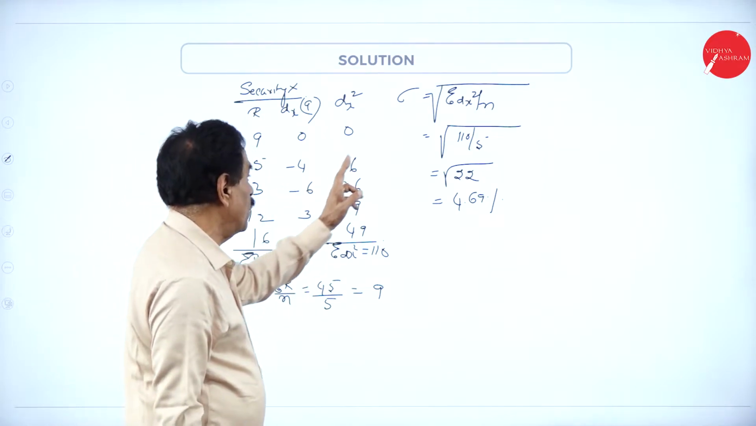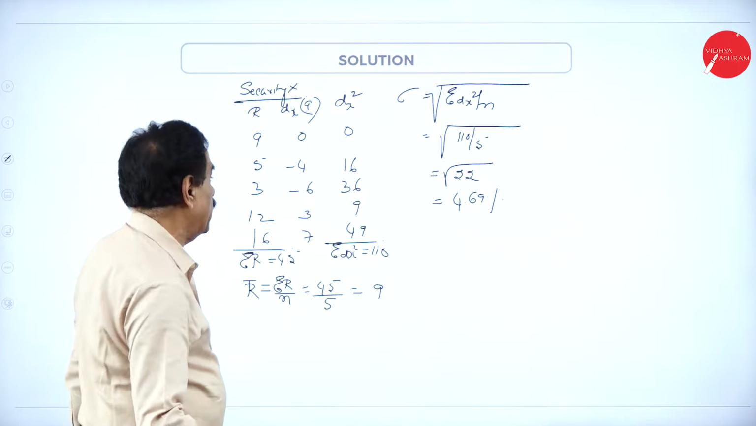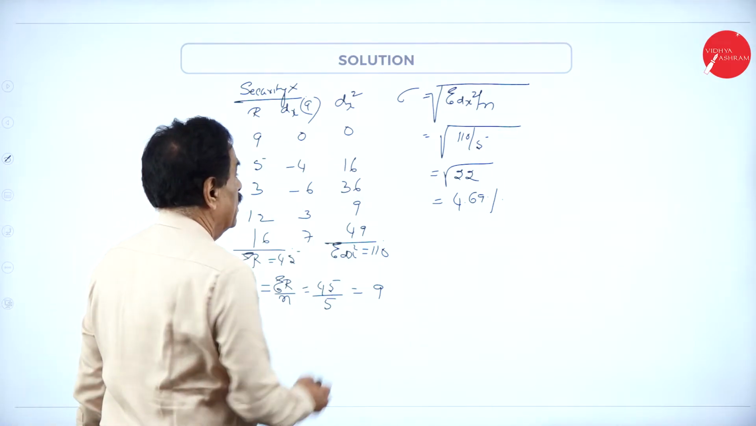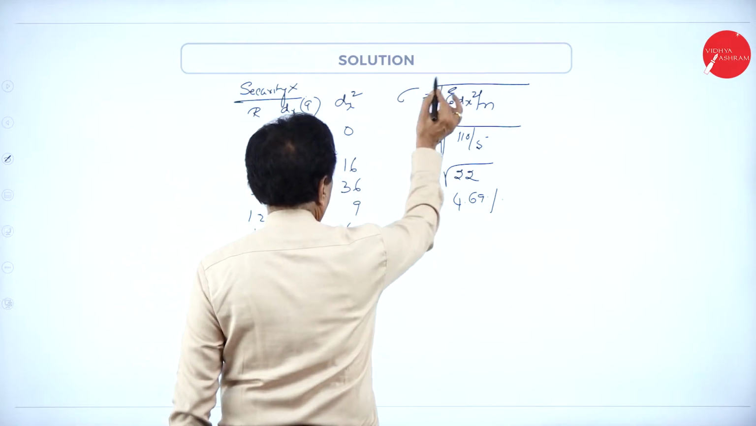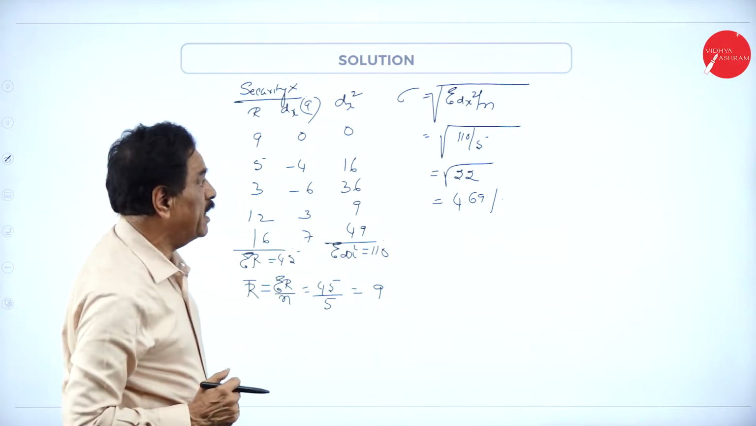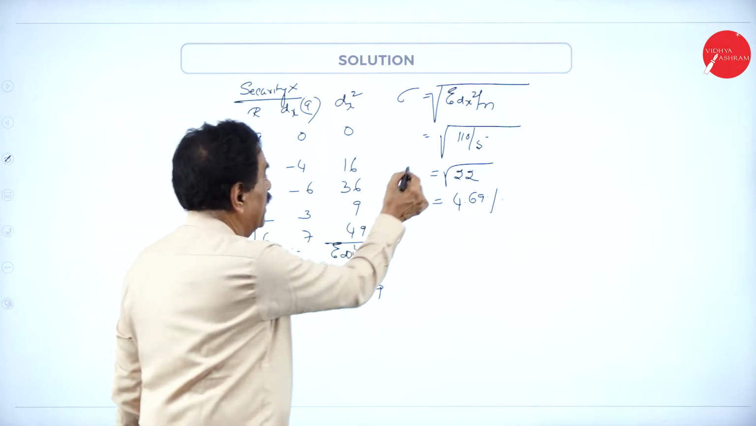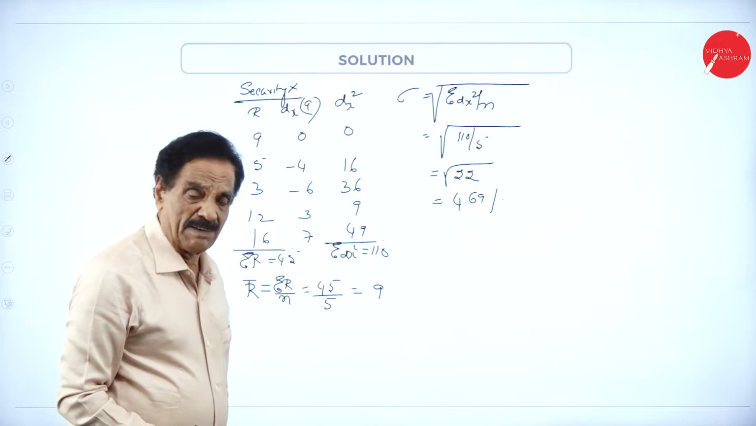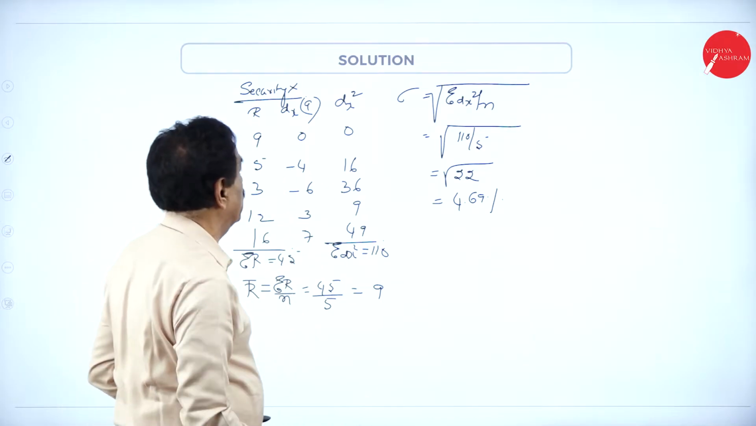So the square of this: 4 square is 16, 6 square is equal to 36, 3 square is equal to 9, 7 square is equal to 49. Then sigma is equal to root of sigma dx square divided by n. 110 divided by 5 is 22. Root of 22 is 4.69. This is the answer for the x.